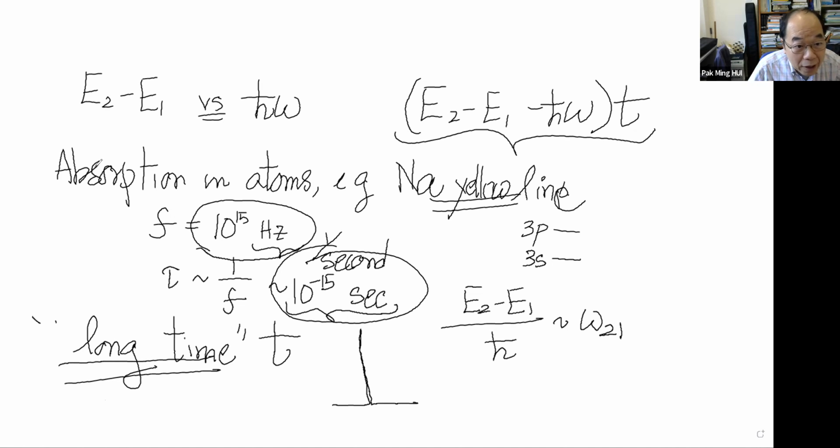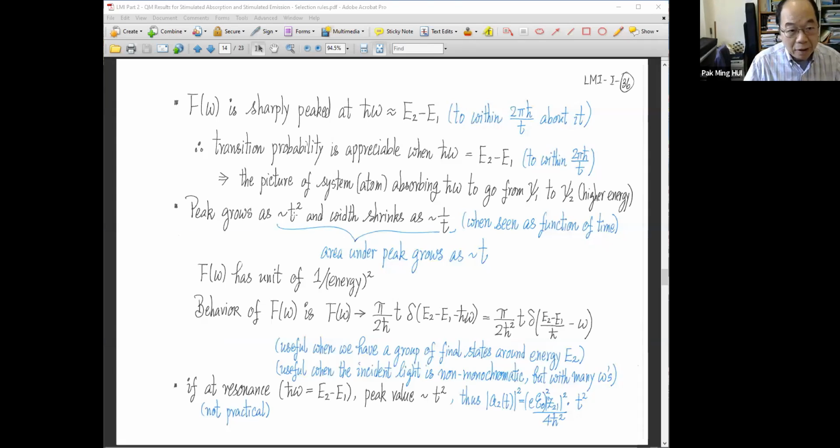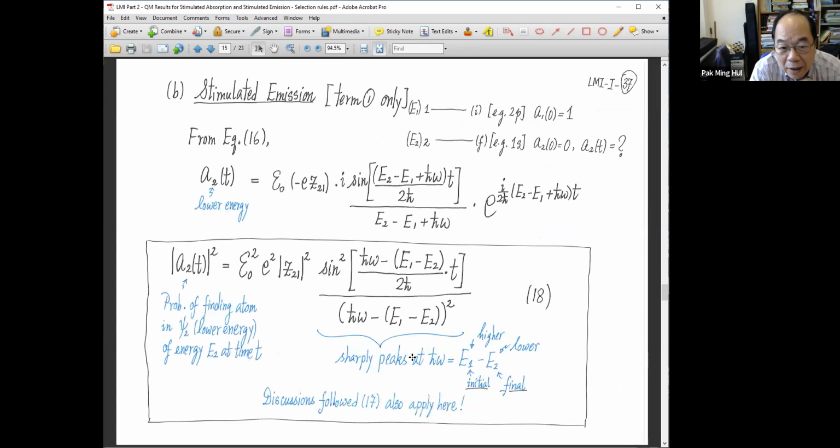Let me see how to get out. Okay. So we are done with a big part in absorption. Then the next few pages are easy.